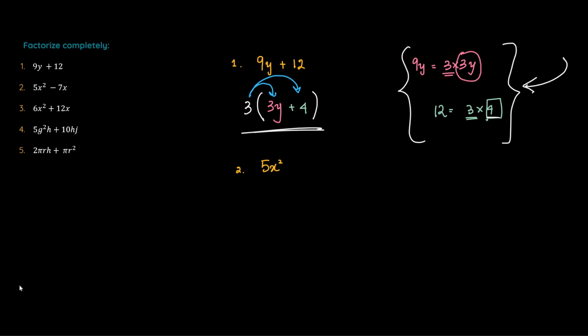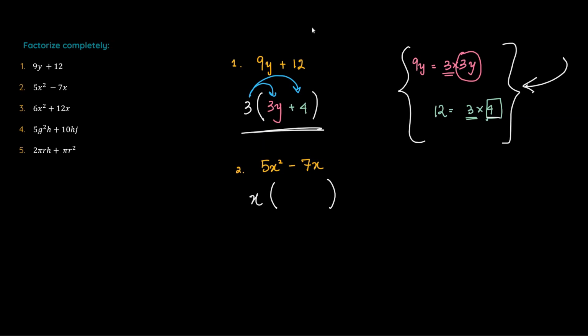5x squared minus 7x. In this case, if you observe the numbers 5 and 7, we understand that there is nothing common in 5 and 7. 5 and 7 are both prime numbers and therefore they don't have any common factors. So there is no number that is common for both the algebraic terms. However, the variable is common for both algebraic terms. Both of them have x. So let's take the variable x out.